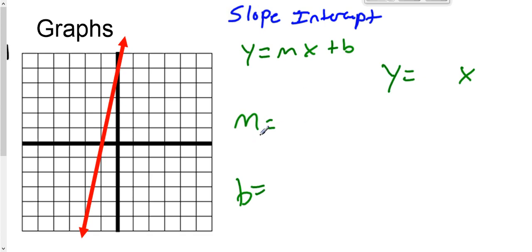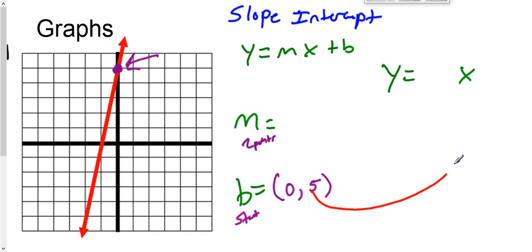So m is the slope. We need 2 points. B is our y-intercept. We need to see where it crosses. This one's the easiest. This is where we're going to start. Crosses right here on the y-axis. I don't care where it crosses on the x-axis. Don't care. Where it crosses the y. And it's at (0, 5). Since it's a positive 5, we get to put a positive 5 on the end of the equation, and we already have half of our answer.